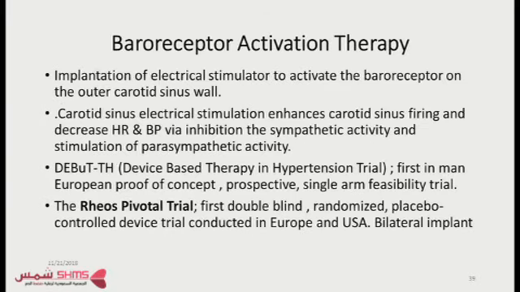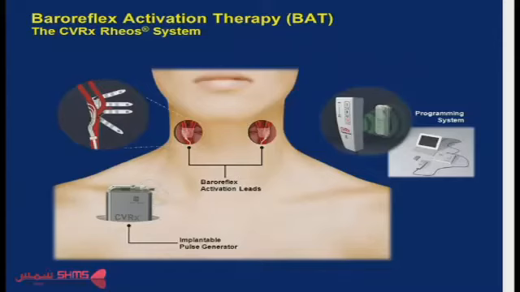The baroreceptor activation therapy is based on implantation of an electric stimulator to activate the baroreceptors. We have carotid sinus stimulation, and the evidence is the Rheos Pivotal trial. What they do is implant two electrodes along the baroreceptors, with a generator, and they try to activate the baroreceptors. When doing that, the blood pressure gets lowered.